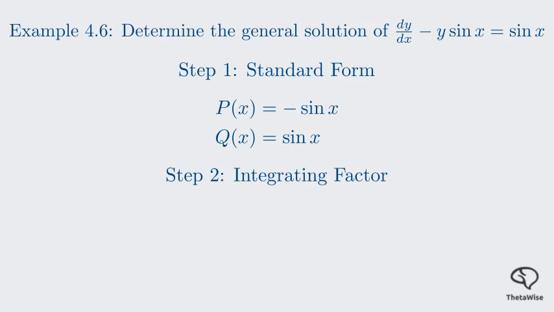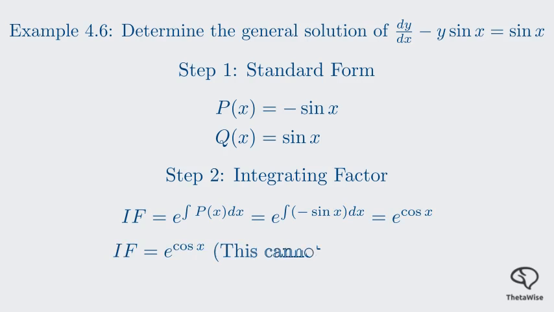Step 2. Integrating factor. Let's calculate the integrating factor. IF equals e to the integral of P(x) dx, which is e to the integral of negative sine x dx. The integral of negative sine x is positive cosine x. Now, can we simplify this? No. The e to the ln x rule only applies when the exponent is the natural logarithm of something. Here it's just cosine x. So the integrating factor is simply e to the power of cosine x. This is a common point of confusion, so be careful.